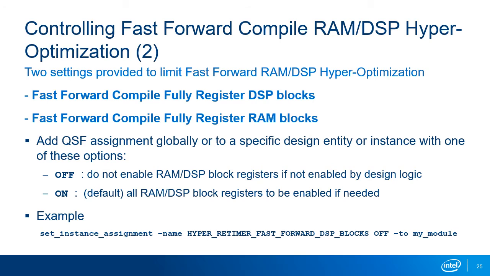There are two QSF assignments that you use to control RAM and DSP block register enabling. They are fast-forward compile fully register DSP blocks and fast-forward compile fully register RAM blocks. Just set the assignment from its default on setting to off to prevent fully registering the blocks, if they were not enabled by your RTL. These QSF constraints can be applied globally to the entire design, or every instance of a certain block, or locally to a specific instance of a particular block.